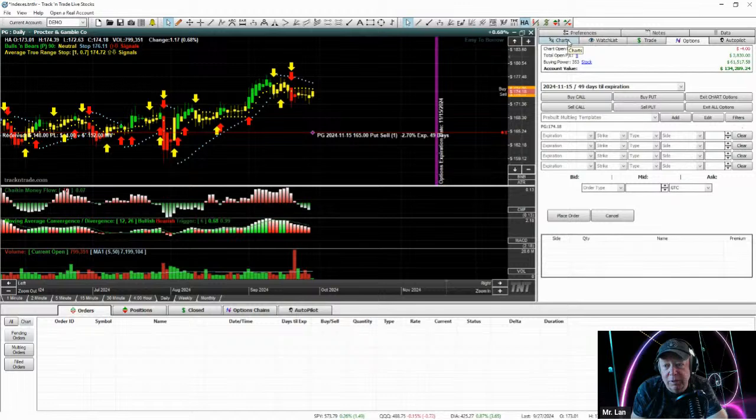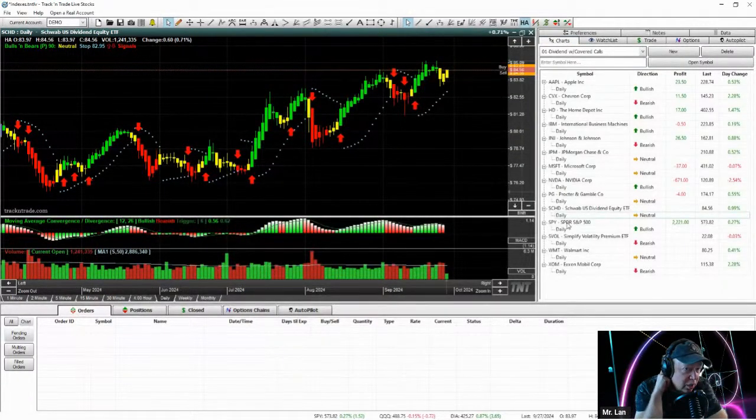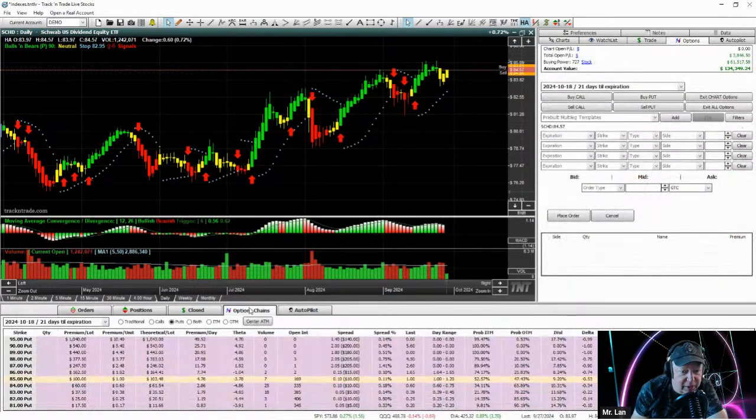Okay, so let's come over here. Let's go to SCHD. What do we want to do here? Schwab. Oh, we can't do this one either. I don't think there's any options on it. This is just a dividend paying ETF. And look at how rotten that is, 21 days. Let's go out a little farther.